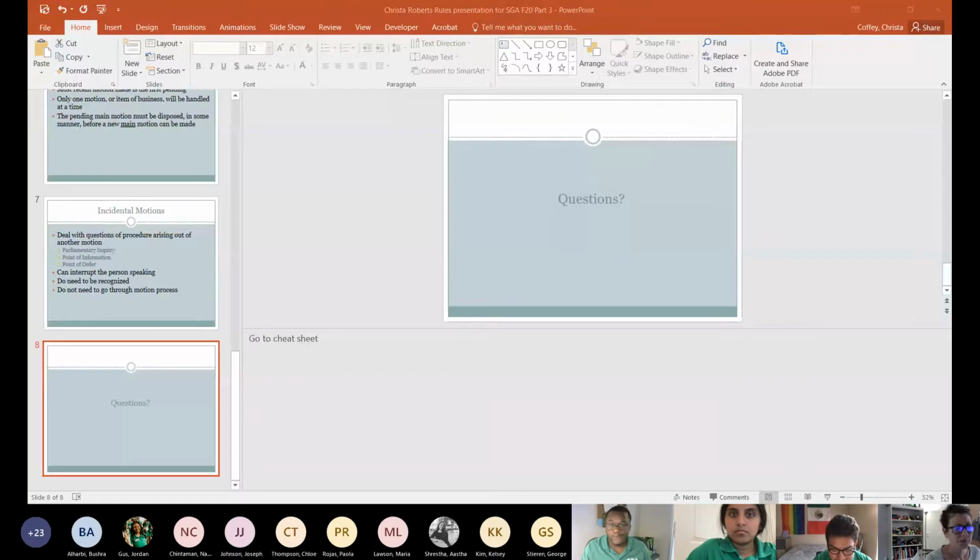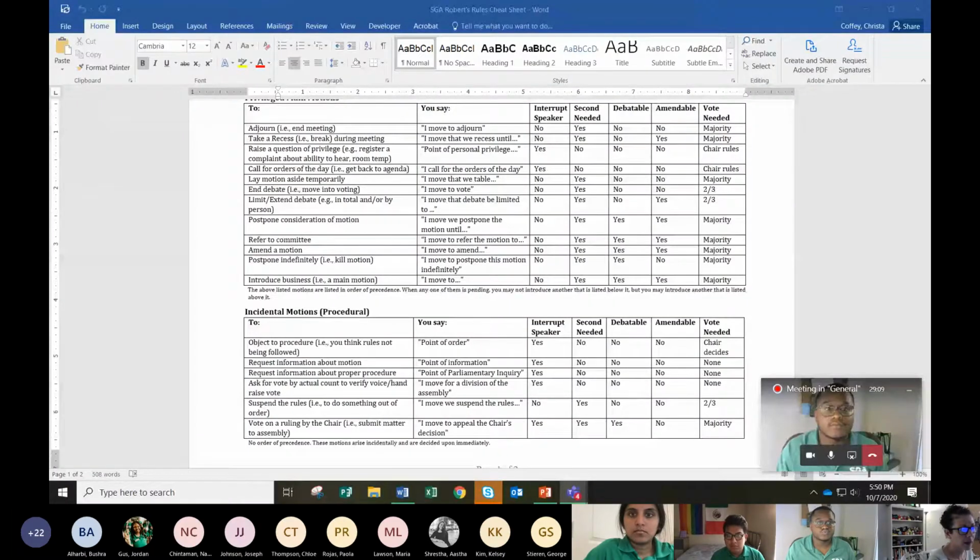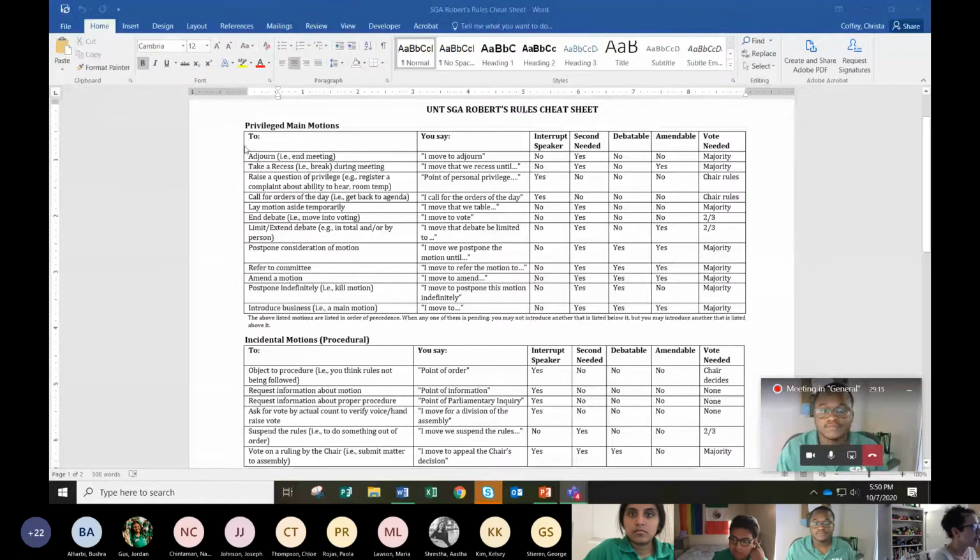All right, here you go. So y'all should be able to see the cheat sheet that I referenced, right? So everybody has access to this. So this talks about the privileged main motions and the incidental motions, okay? So I didn't put all of these in the presentation, just the most common ones, but if you want to do something, so if you want to lay a motion aside temporarily, here's what you say.